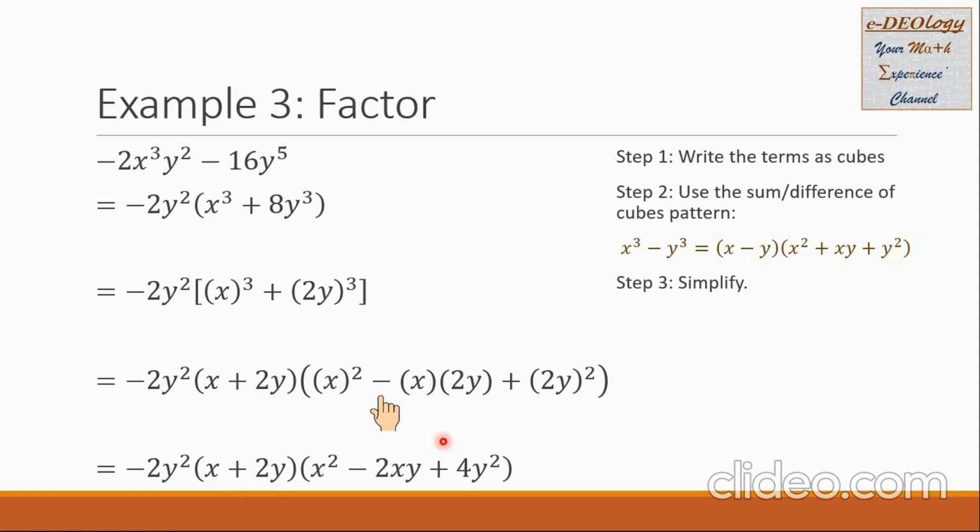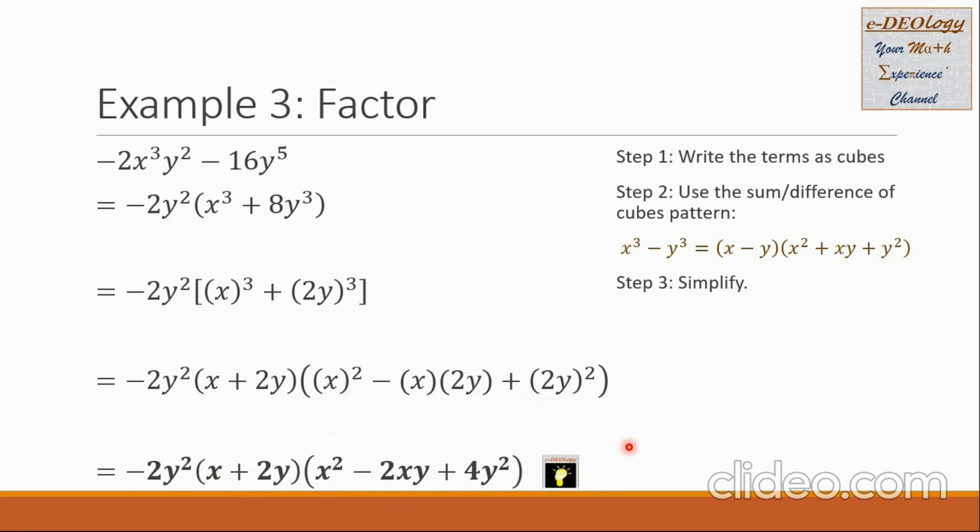Let us simplify now our trinomial factor. The first term is now x squared. The middle term is now negative 2xy. And then plus the square of 2y is now 4y squared. So this is our final answer.